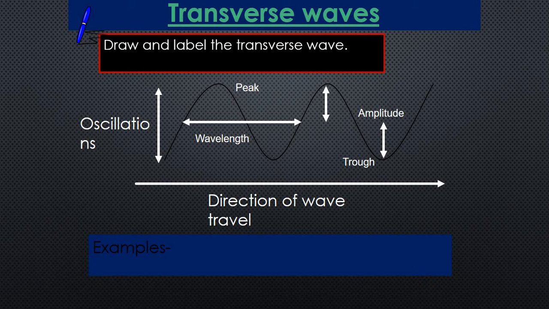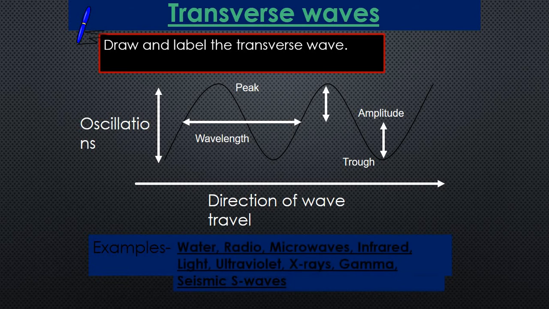And in between that, you have something called the amplitude. The amplitude is the distance from halfway up the wave to either the top, the peak, or the trough. Then you also have an arrow showing the direction of wave travel. Some examples that you need to note as well would be things like water, radio, microwaves. So most of the waves that we know about transfer energy as a transverse wave.